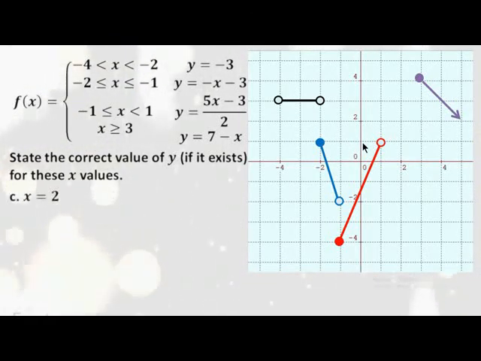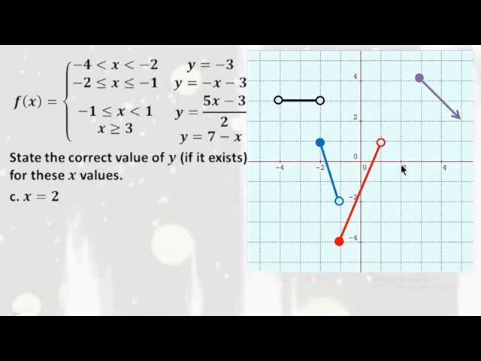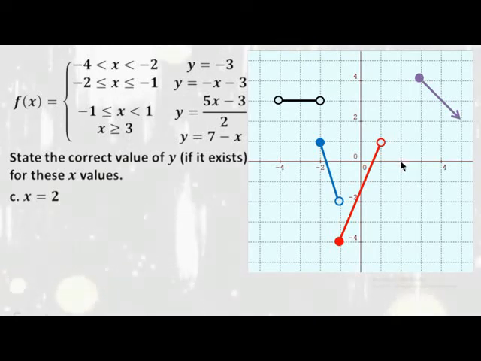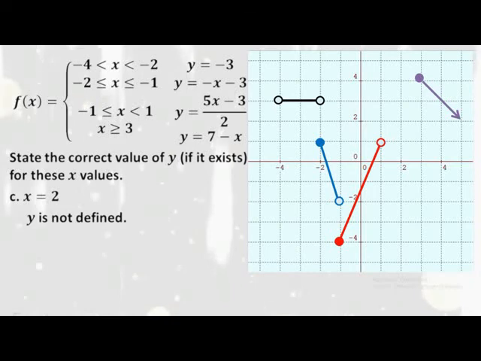Next, how about x equal to 2? What is the value of y? 2 is here, x equal to 2. And if we draw any straight line, it will not touch any of these lines. It means we can't find the value of y because y is not defined.